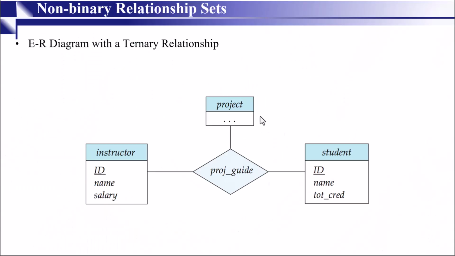Ternary relationships involve three entities, like project guide linking students and professors and also project. So we have three here. These are rare but model complex interactions. Most relationship sets are normally binary. There are occasions when it is more convenient to represent relationships as non-binary. So here we can see an ER diagram with a ternary relationship: student, instructor, and project.